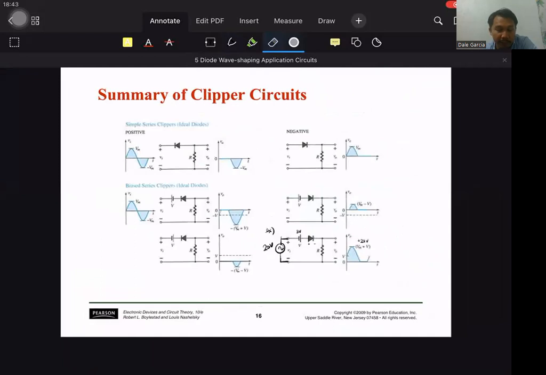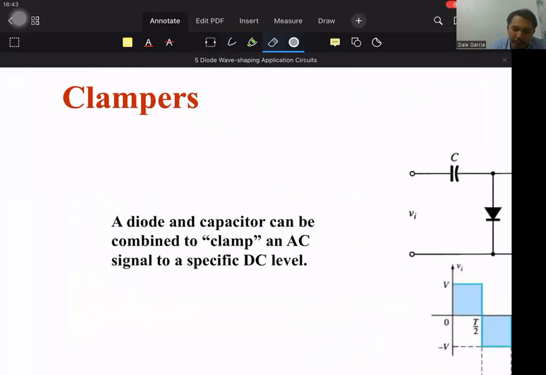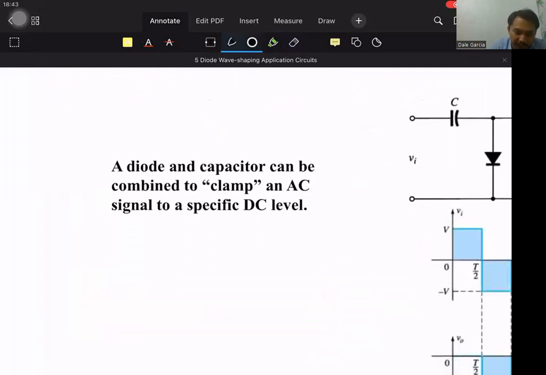So a clipper circuit clips away a portion of the input waveform. How about the clamper circuit? A diode and capacitor can be combined to clamp an AC signal to a specific DC level. Clamp may be the more technical term; another more relatable term is shift, shift upward or downward.